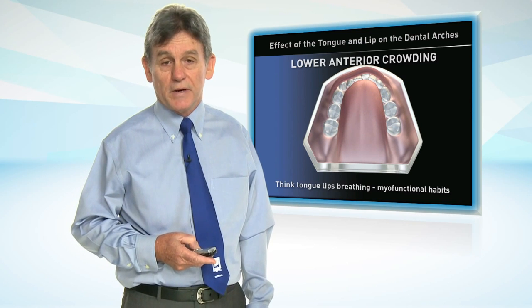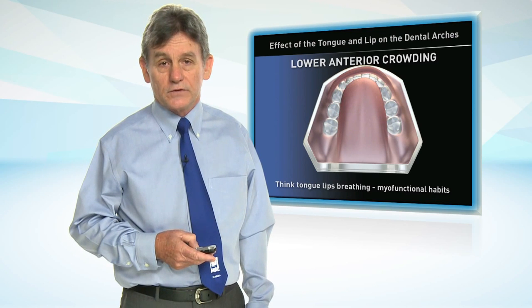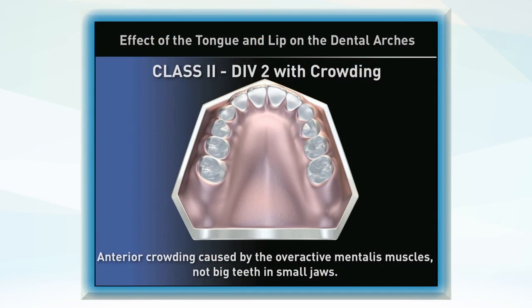So correction of these bad habits, conversely, allows us to align the teeth much more easily without very high mechanical forces. Even in a Class 2 Division 2, you can see that the lips have a big influence on the upper anterior teeth, and you'll see this every time with a Class 2 Division 2: that overactive mentalis driving the upper anterior teeth back, and a lowered anterior tongue position.